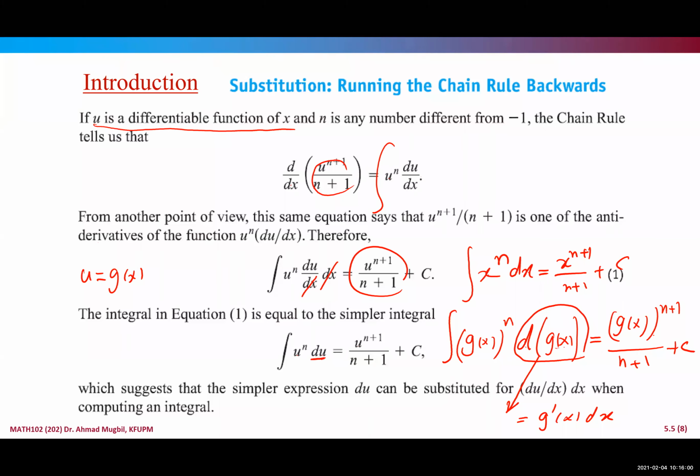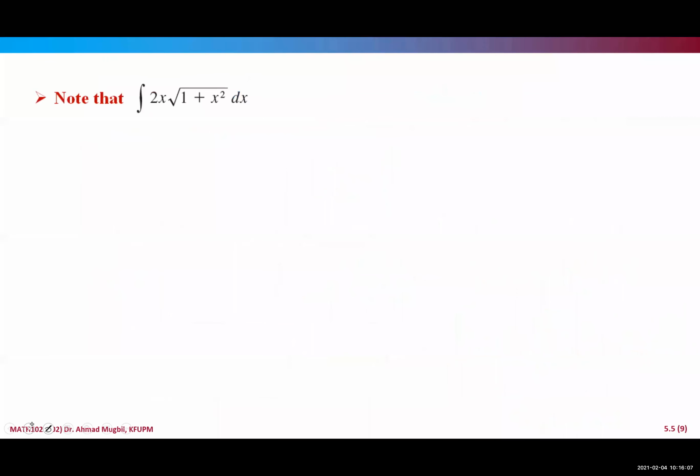So let me generalize this. This is, of course, when you have something to the power n. What about in general, if you have a function, or let me start with this example also to illustrate the idea. So look here, how to find this integral. If you notice, because the product is commutative, you can write it this way. You can just interchange the order.